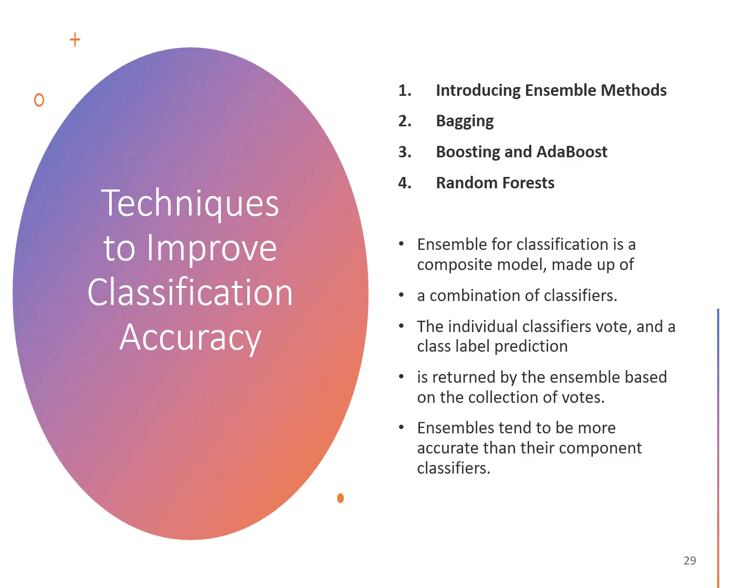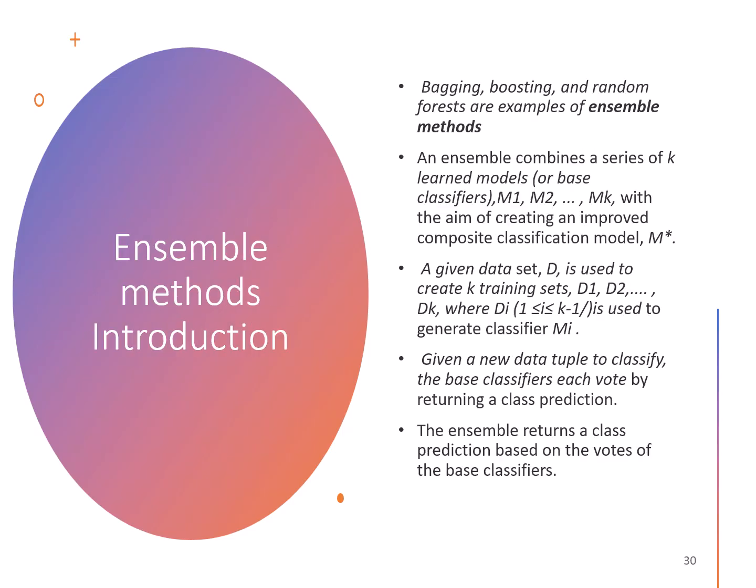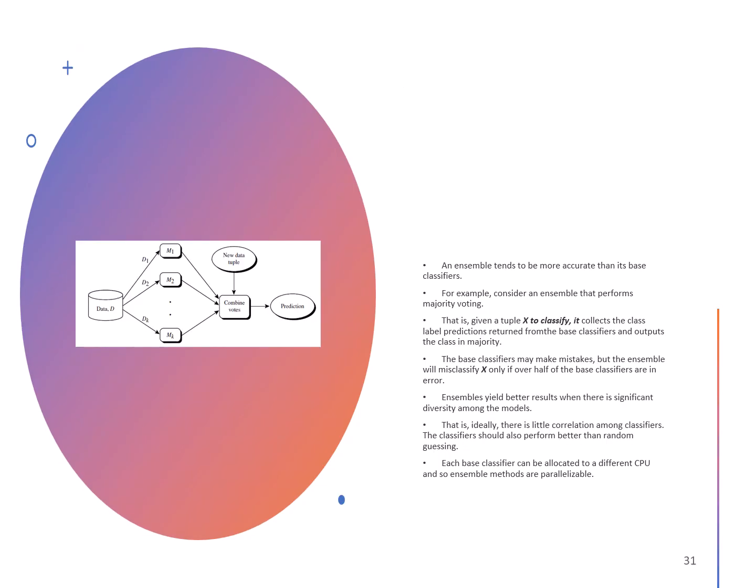Ensemble for classification is a composite model. Individual classifiers vote, and a class label prediction is returned by the ensemble method based on the collection of votes. Bagging, boosting, and random forests are examples of an ensemble method. An ensemble combines a series of k learned models, M1 to Mk, with the aim of creating an improved composite classification model. An ensemble needs to be more accurate than its base classifiers.